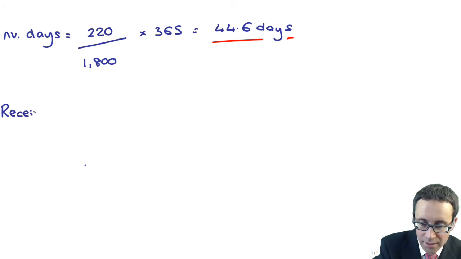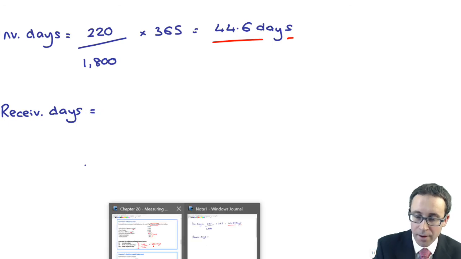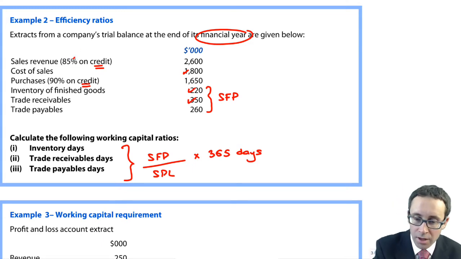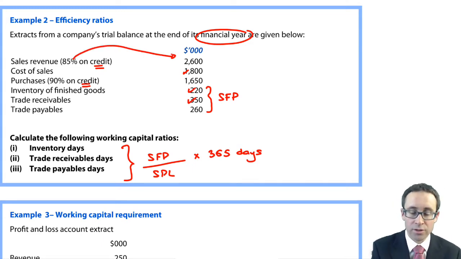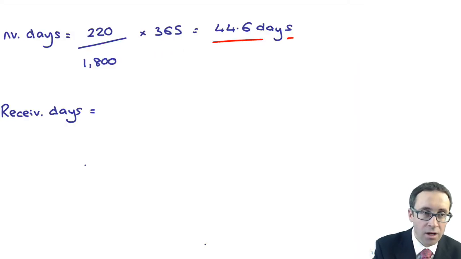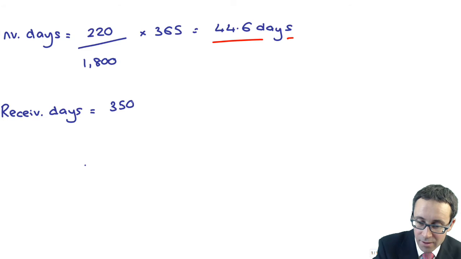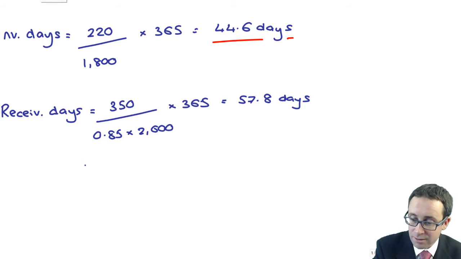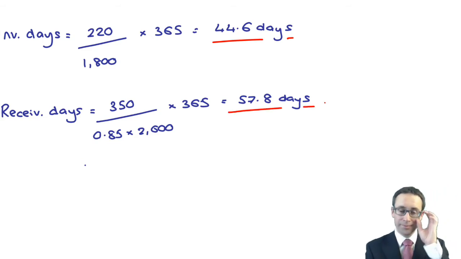You then have, is it your receivable days? So that takes your receivables divided by your credit sales. So receivables are 350. The credit sales are 85%, aren't they, of the 2600. So if I take, is it the 350 divided by 85% of 2600 and multiply by 365, does that give me 57.8 days? Okay, excellent.